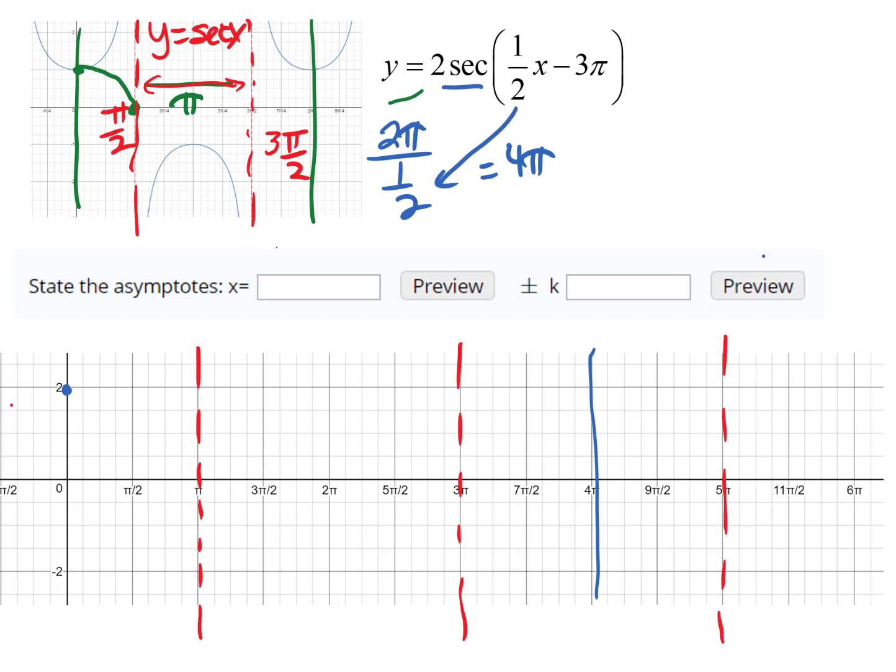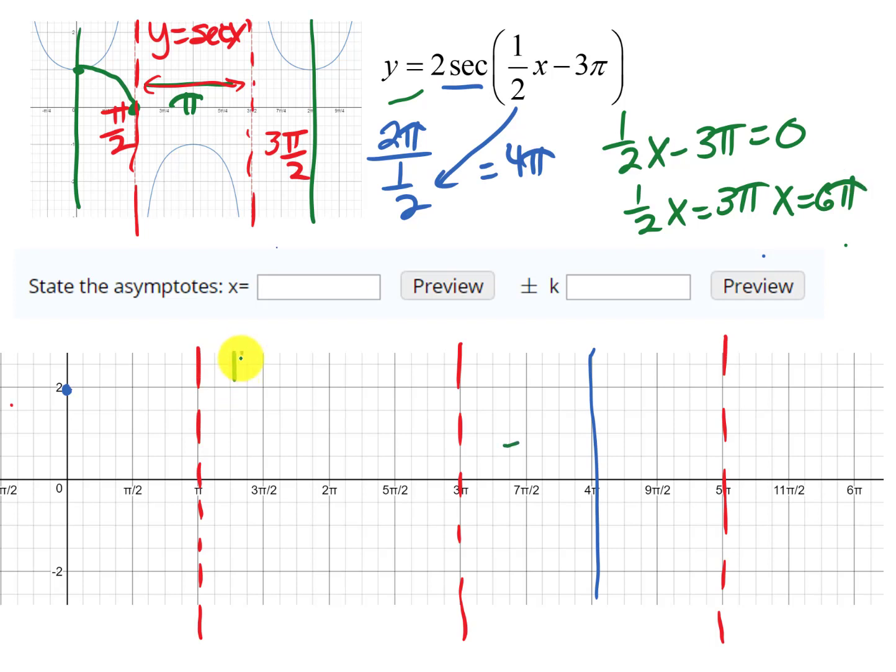Now let's look at the shift. Well, we have 1/2 x minus 3 pi equals 0. So 1/2 x equals 3 pi, and x is 6 pi. So our asymptotes are going to be slid to the right by 6 pi. Now that's going to be off my picture because the first one was at pi, and we need to add 6 pi to that to get where that is once it's transformed. So it's going to be at 7 pi.